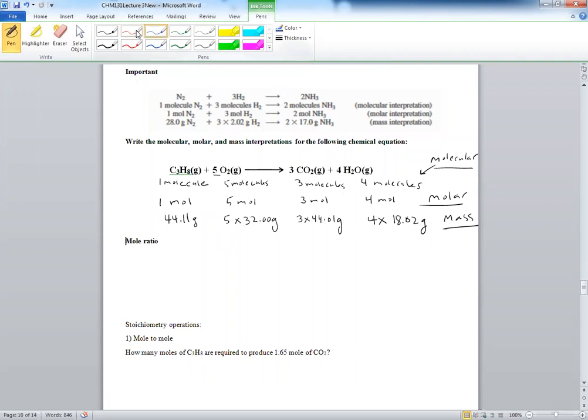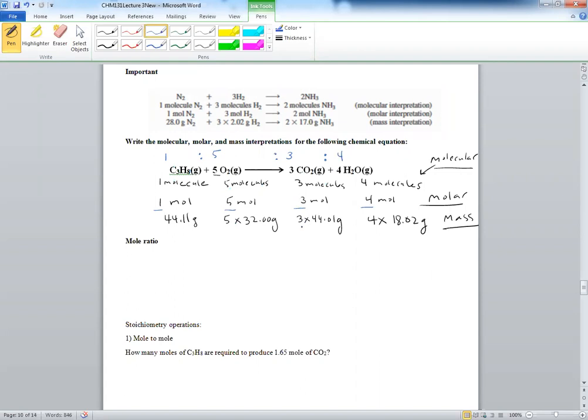Now I'm going to do, as we did here, 1, 5, 3, 4. I'm also going to write these numbers on the top: 1 to 5 to 3 to 4. So these are the ratios. We need to be able to get the mole ratio readily from now on, and it's easy to find. This is like a recipe.